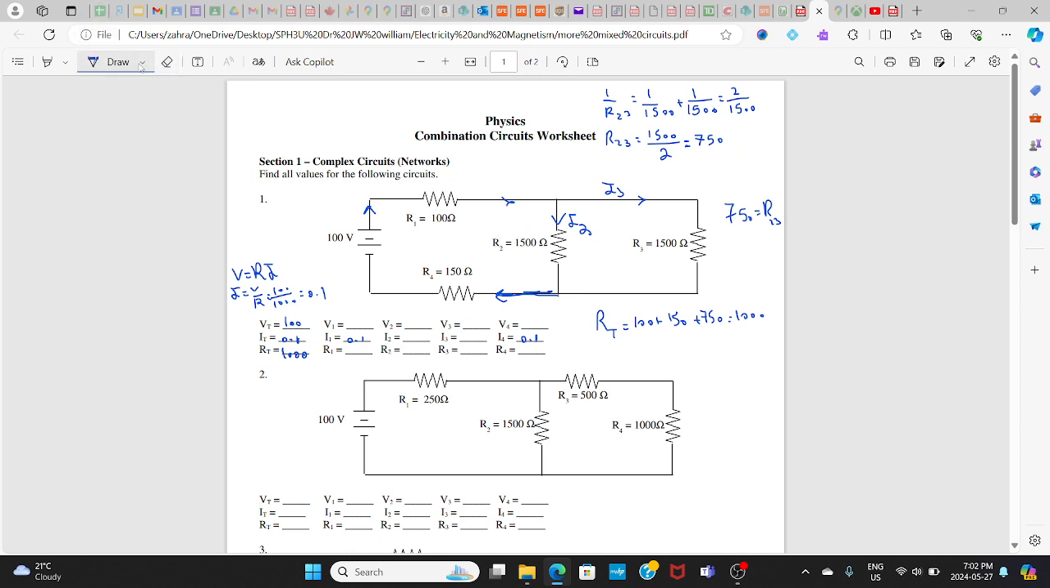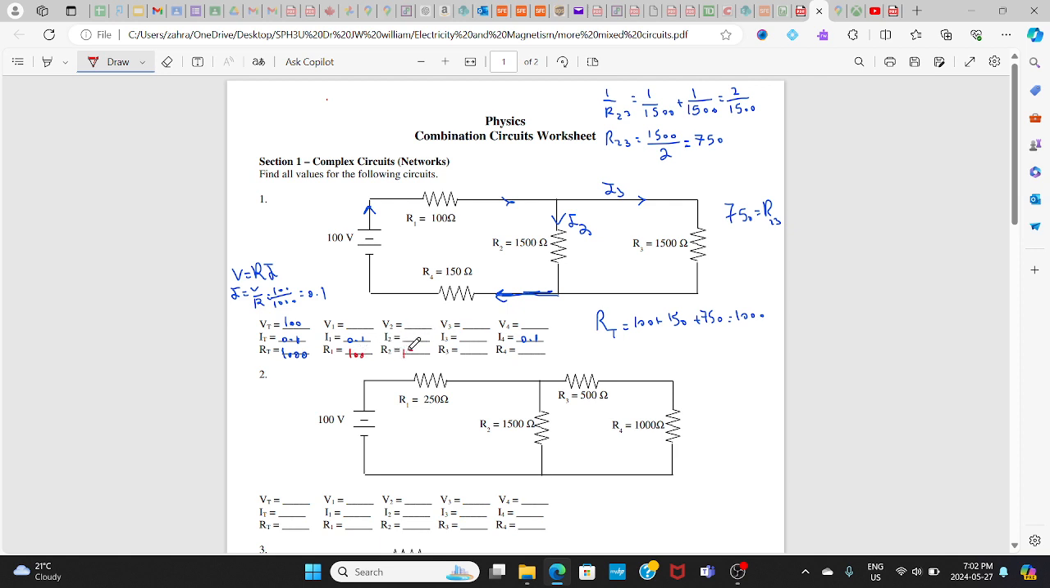Looking at this picture, I can find the voltage across here. Why? Because do I have R? Yes. Do I have I? Yes. Actually, I need to just fill in this blank here. R1 is going to be 100.